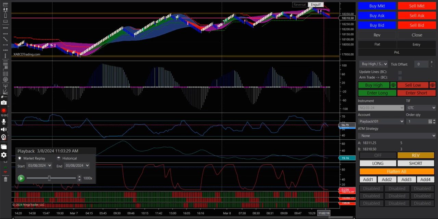Here, this line is below this line and it's sloping down, which is one condition. Also, let me skip here. This stochastic is below the 10, in the oversold zone. So all I'm waiting for is this line to slope up and be touching this line.